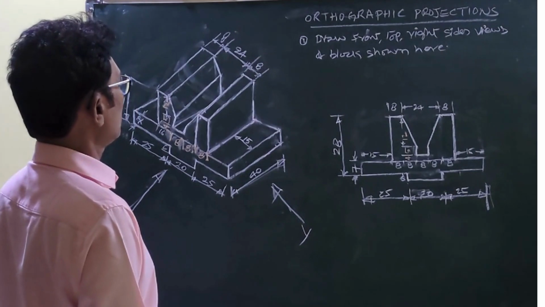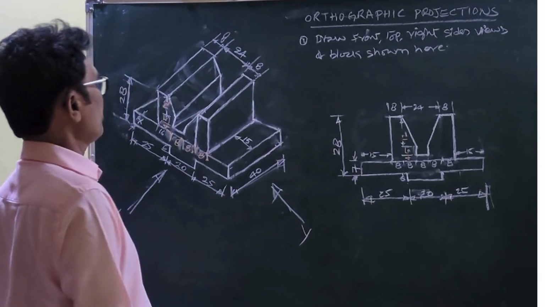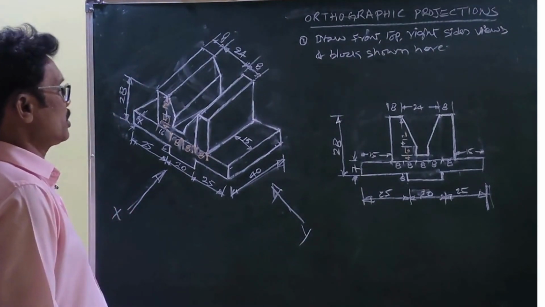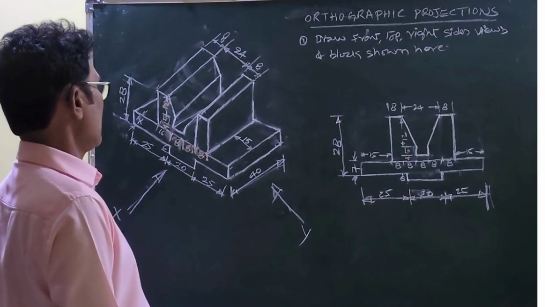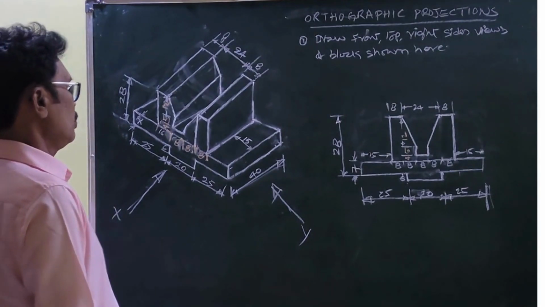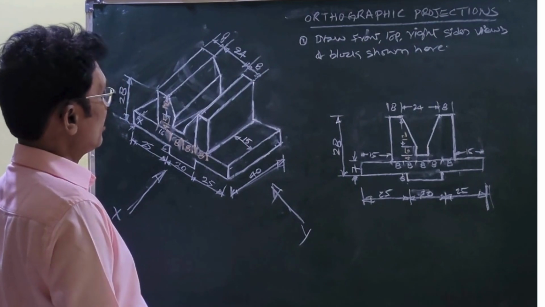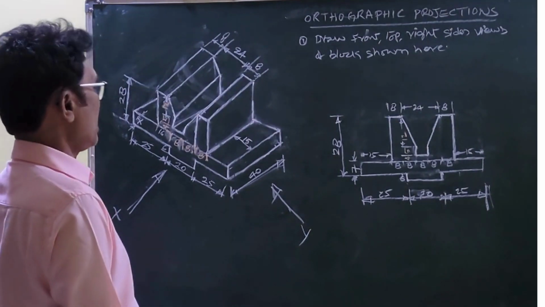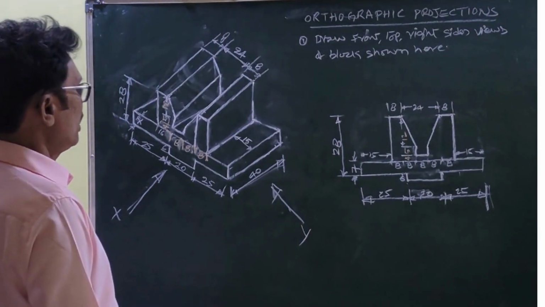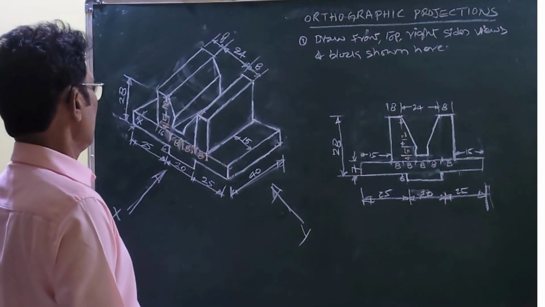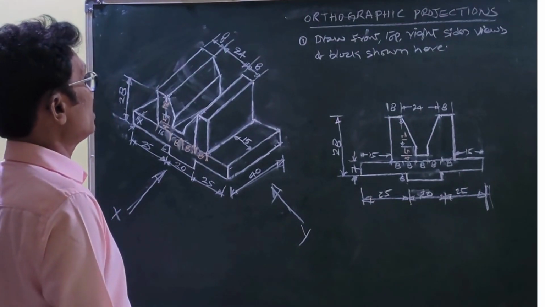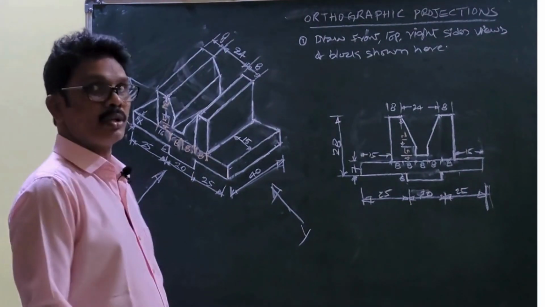Next we will discuss orthographic projections, the development of the orthographic projections. So what is the use of these orthographic projections? By developing the orthographic projections, we can get visibility of an object in three dimensions, which means we can get the detailed information of every part in the object. That is the advantage of the orthographic projections.